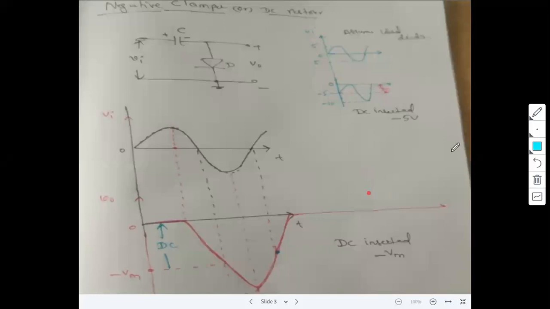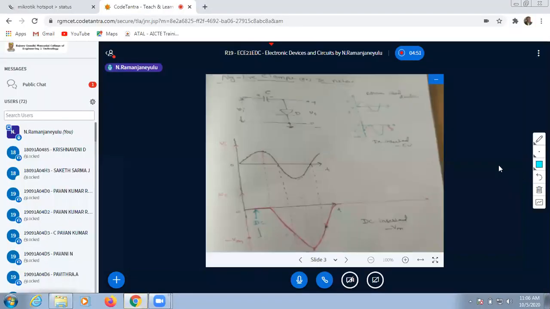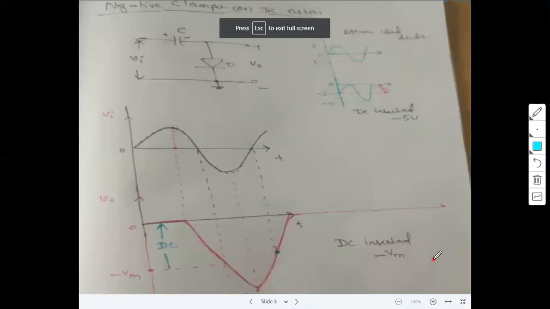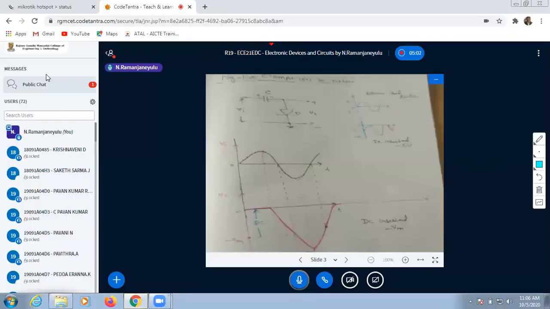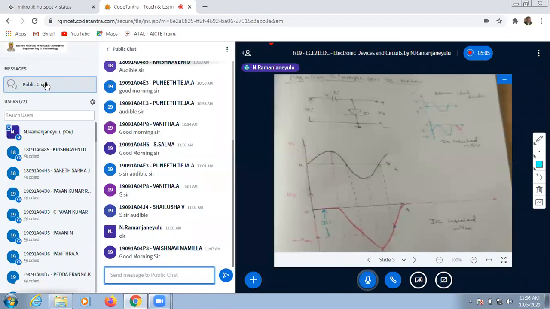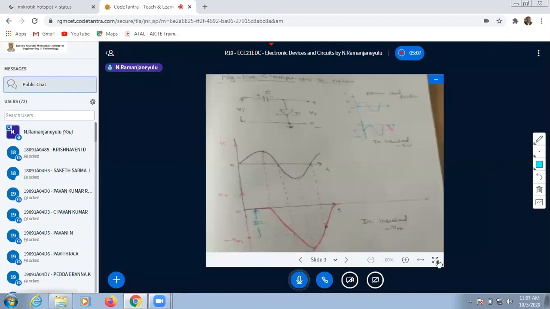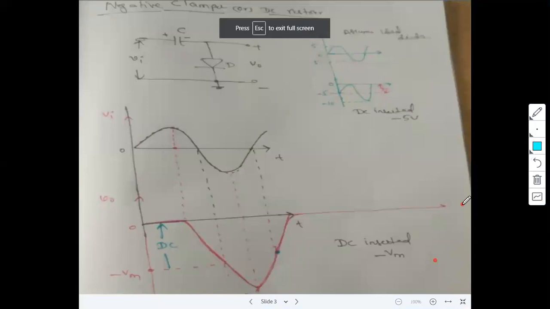Now coming to them one by one. Clampers are basically negative clampers, positive clampers, or biased clampers, depending upon the configuration.